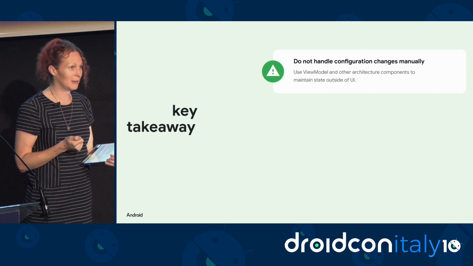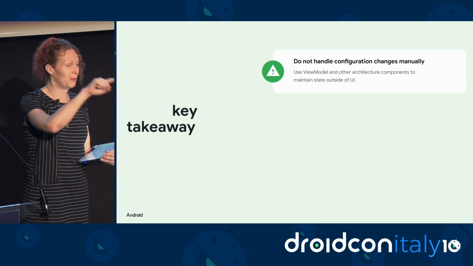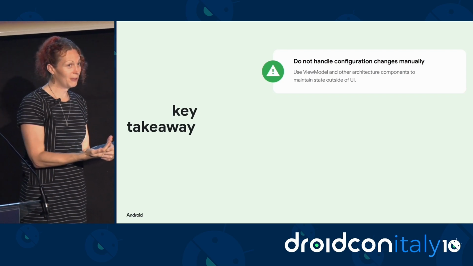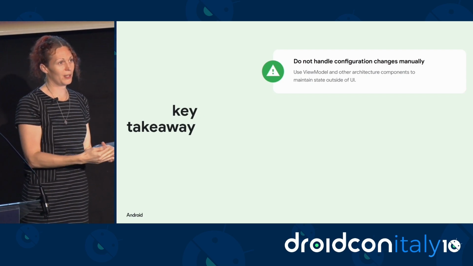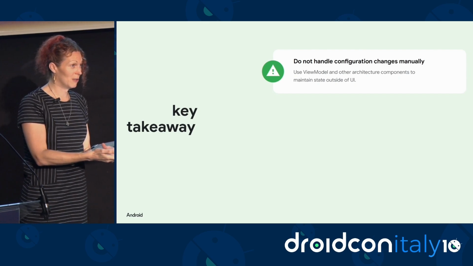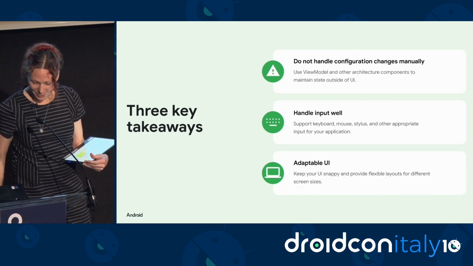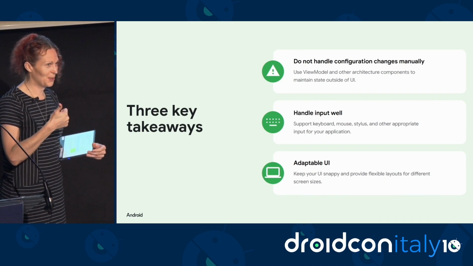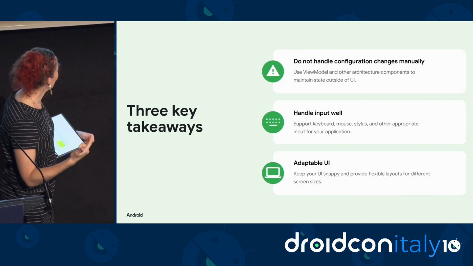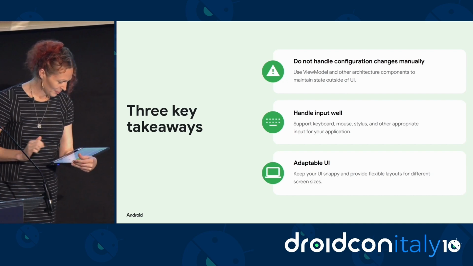For example, if you plug in an external monitor on a Chromebook or a tablet, or you move your app, or you unfold a device and the foldable happens to have a screen with a different density, you're going to get a density config change. And almost no one except game engines knows how to handle that correctly. So don't do config changes manually, handle input, keep your UI super adaptable and awesome.